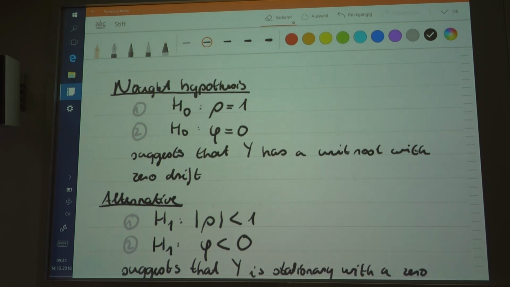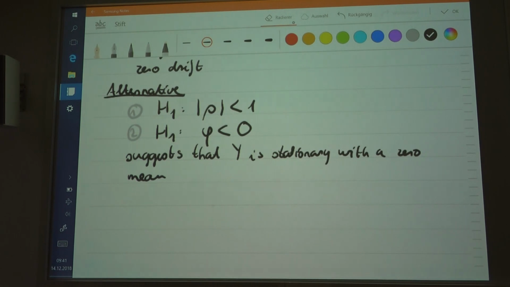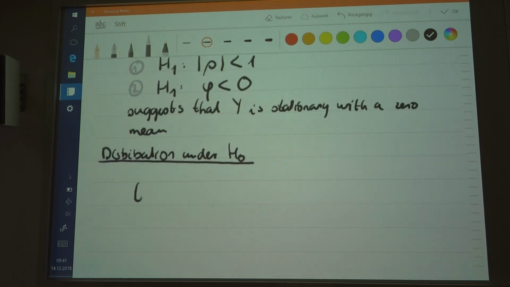Now, this is what you have as a distribution: the distribution of the test statistics under the null hypothesis. If the null hypothesis is true, this is what it says. Then the test statistic rho, which is of course equal to the test statistic phi that I introduced before, will both converge towards the so-called Dickey-Fuller distribution. Here dF denotes the Dickey-Fuller distribution.